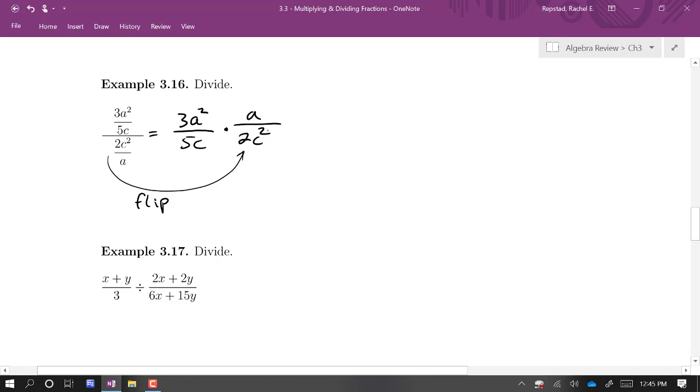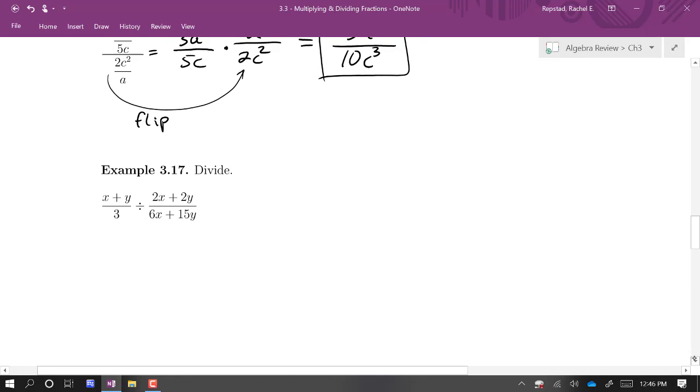And then I just look to see if I can cancel anything. Now, in this case, nothing cancels. There's no common factors on top and on the bottom. So I'm just going to multiply straight across. So we get 3a cubed over 10c cubed. And that's as far as we go.